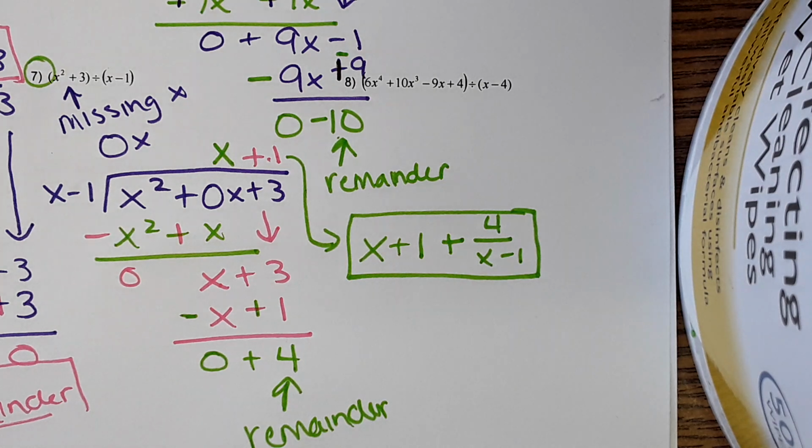Yes, John? Is it always plus the remainder, or could it be minus the remainder if it's a negative? It could be a negative. Yeah. If it's a negative, then it would be minus.